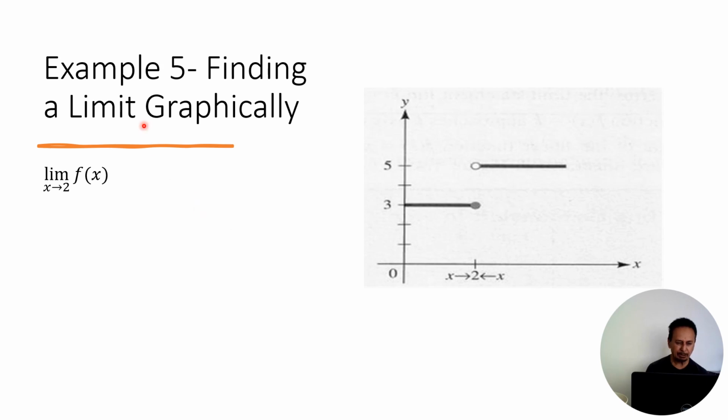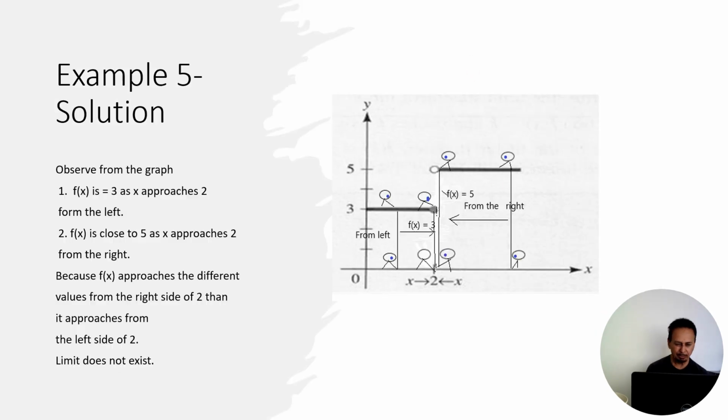So that's example 5. Let's find the limit graphically of f of x as x approaches 2. Okay, let's look at this one. Let me locate the 2, it is here. If I move along the x-axis towards 2 from the right, at this position this is the height, and when it's close to 2, this is the height, which is equal to 5. So you can say the right limit is 5.